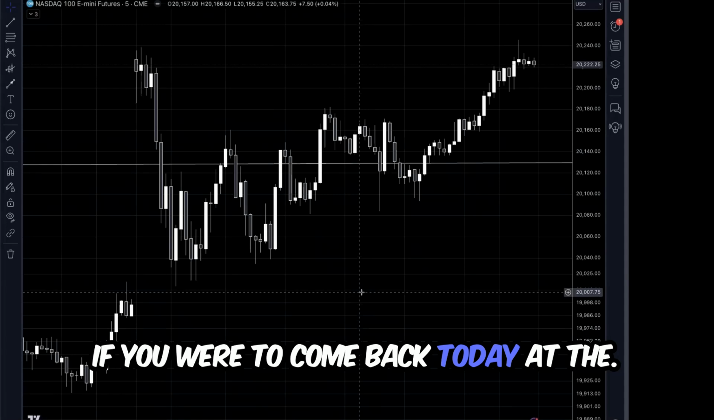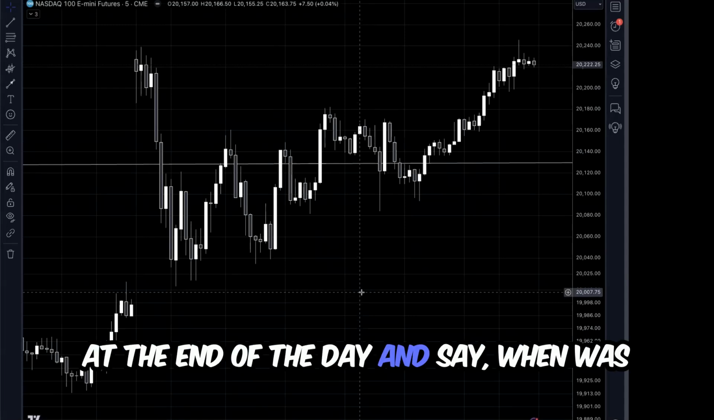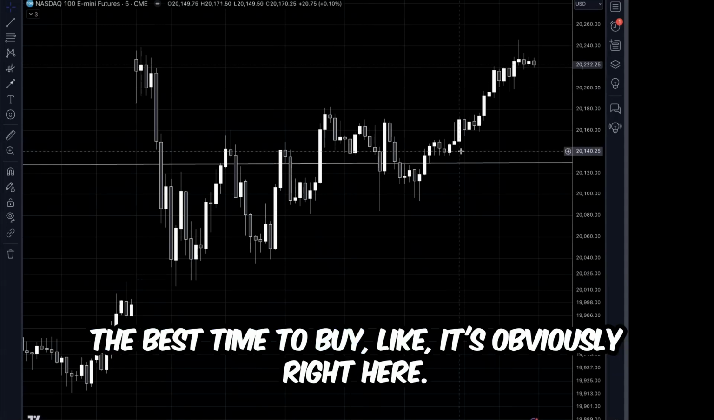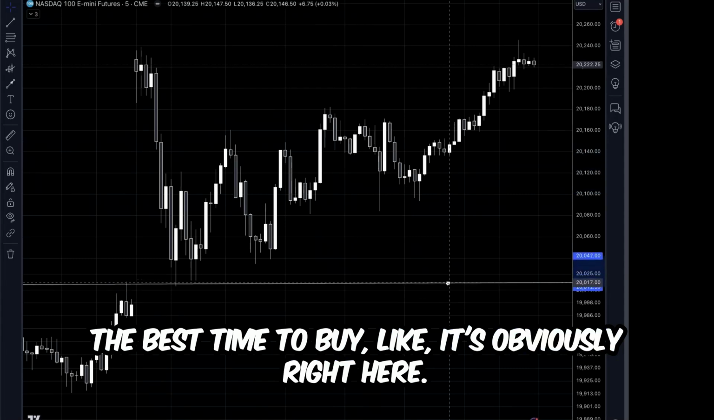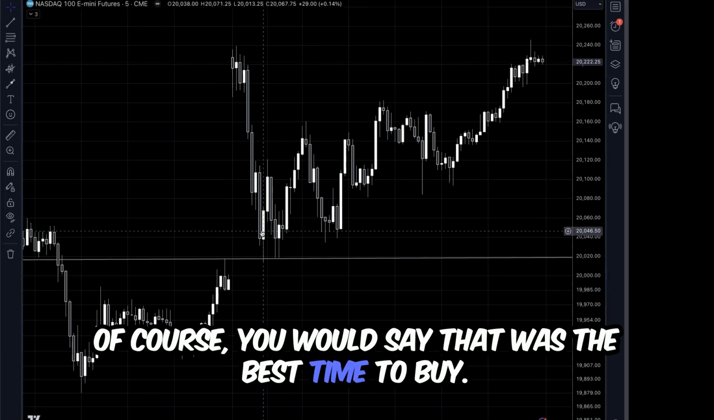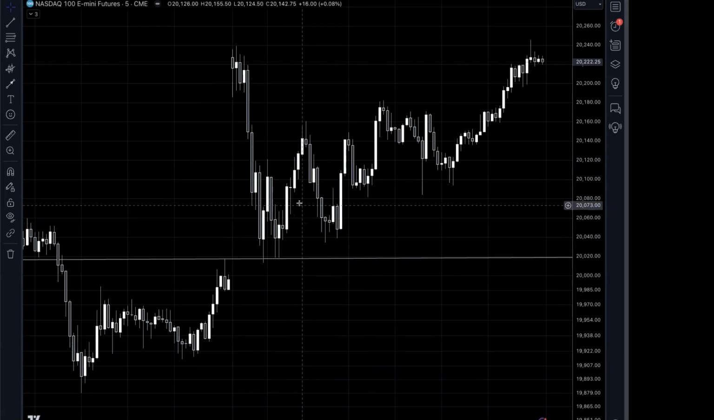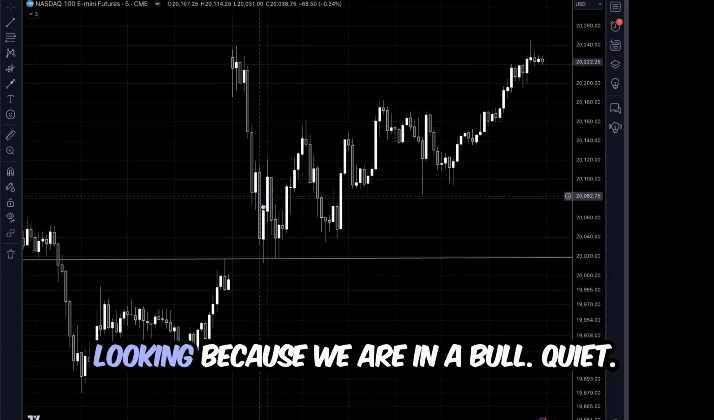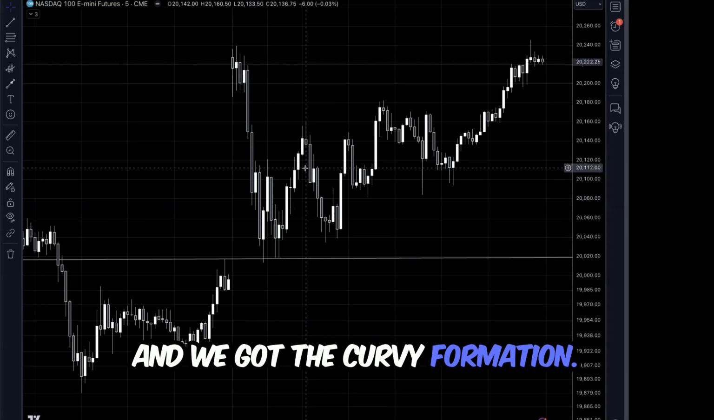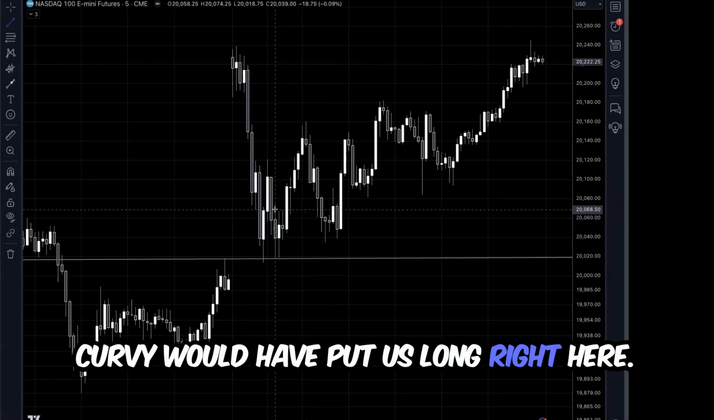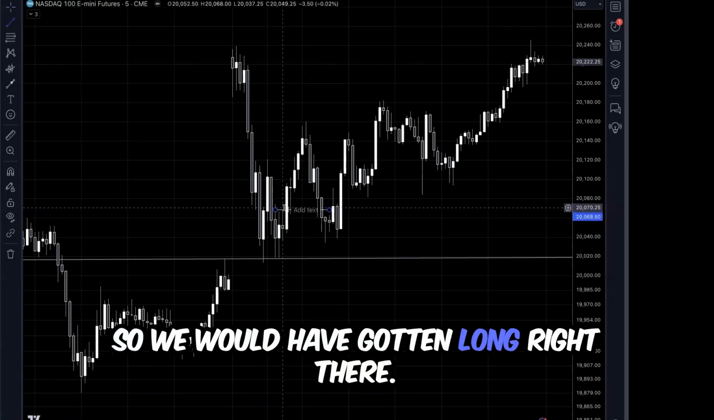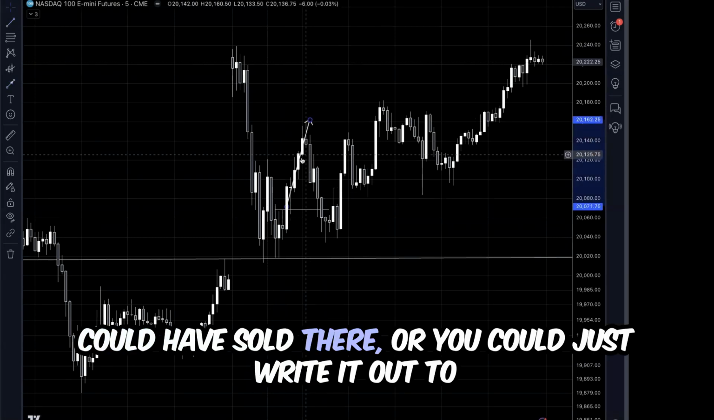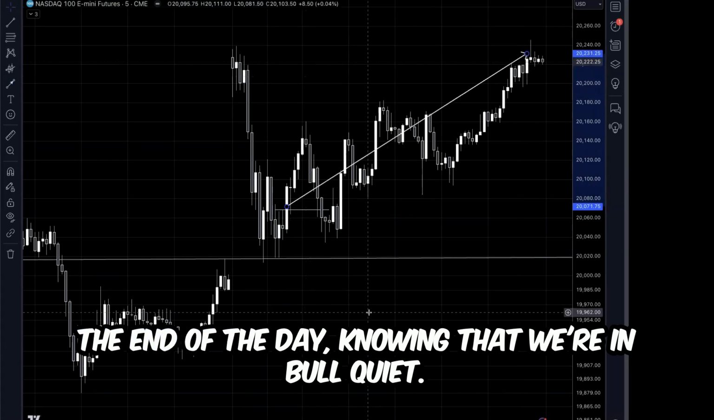If you were to come back today at the end of the day and say, when was the best time to buy? It's obviously right here. Of course, you would say that was the best time to buy. I would say the same. This is the area I would have been looking because we are in a bull quiet and we got the curvy formation. Curvy would have put us long right here. So we would have gotten long right there, could have sold there, or you could just ride it to the end of the day.